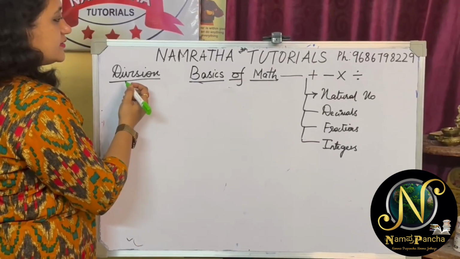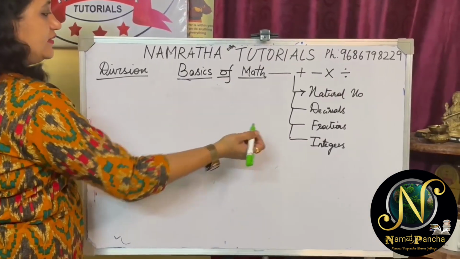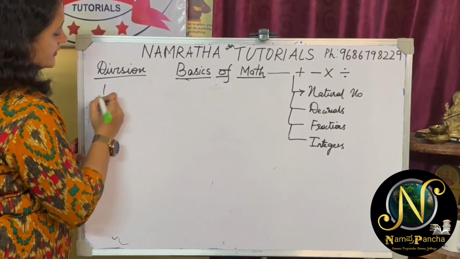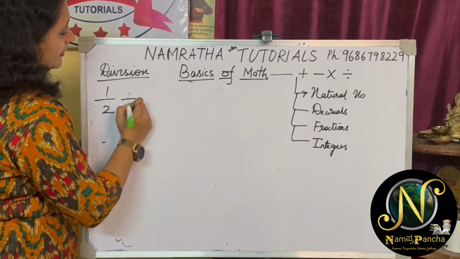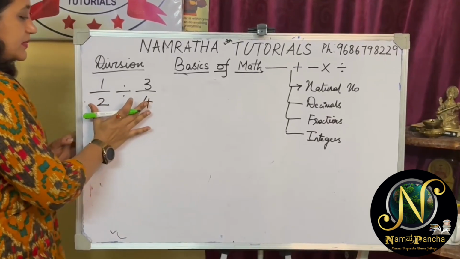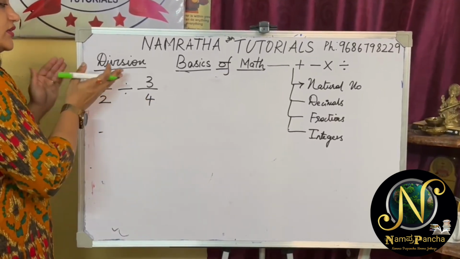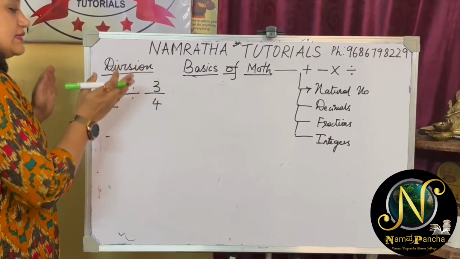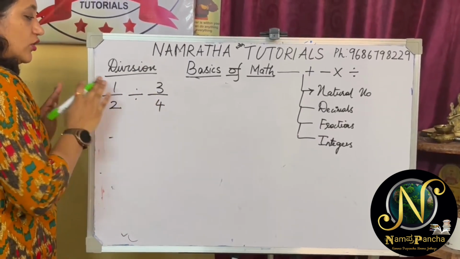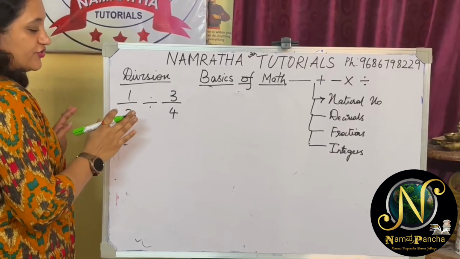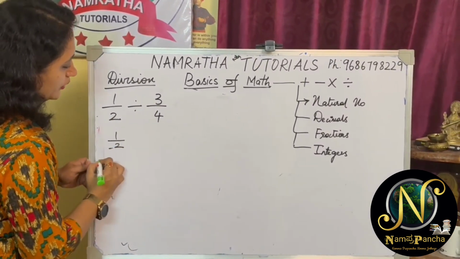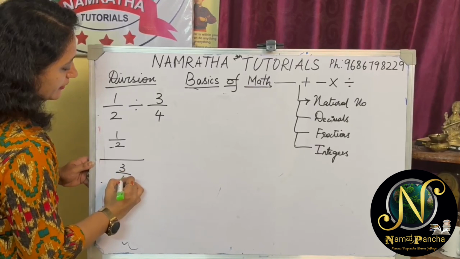So next is division on fractions and integers. First let's look into the fractions. For example, 1 by 2 divided by 3 by 4. When we are representing this, I will teach you how to convert this into multiplication, and the same logic we use for multiplication will follow here also. We need not convert these fractions to like fractions. Directly we can do. How do we write this? 1 by 2 divided by 3 by 4.